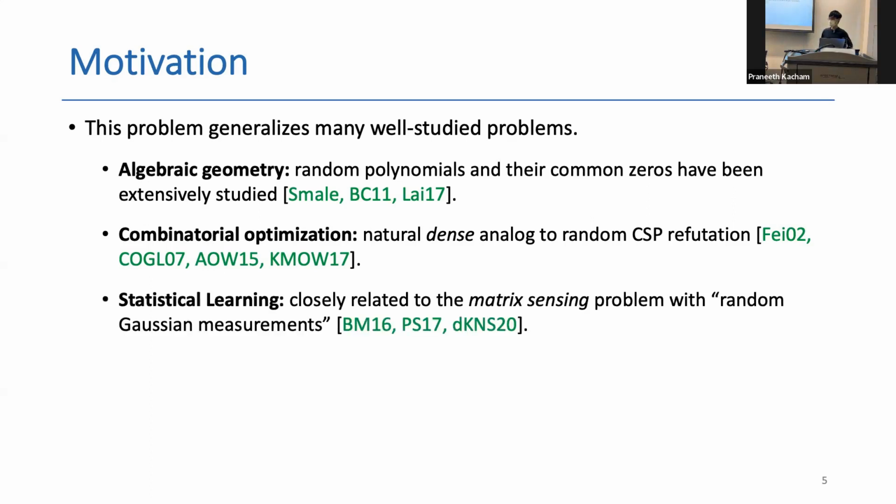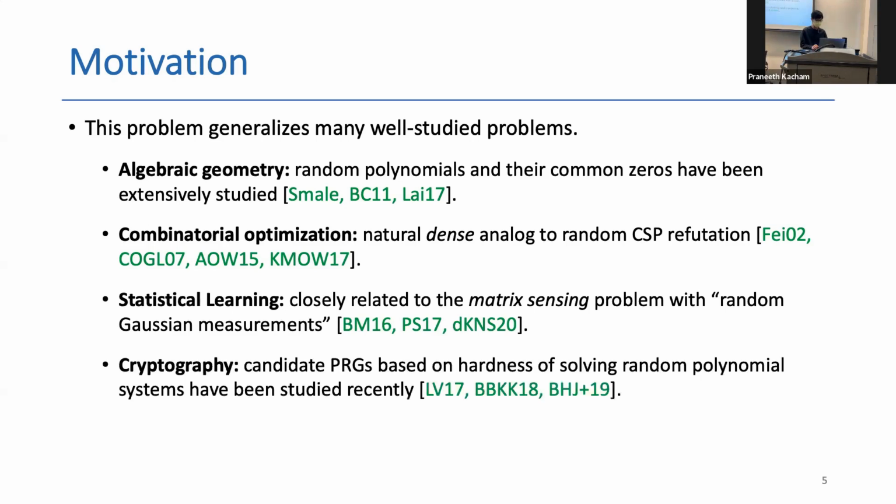And in statistical learning, our problem is closely related to the matrix sensing problem, where the measurements are Gaussian measurements. And last but not least, in cryptography, there have recently been candidate PRGs based on random polynomial systems. So this is another reason why we're studying this problem. Hopefully I've convinced you that this is an interesting problem to solve.